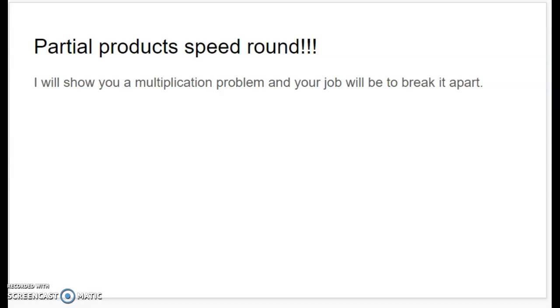So, first, I want you to do a partial product speed round. I want you to write down multiplication problems, 1 digit times 3 digits, and go ahead and break them apart and do as many as you can. Remember, you're breaking up the hundreds, the tens, and the ones.